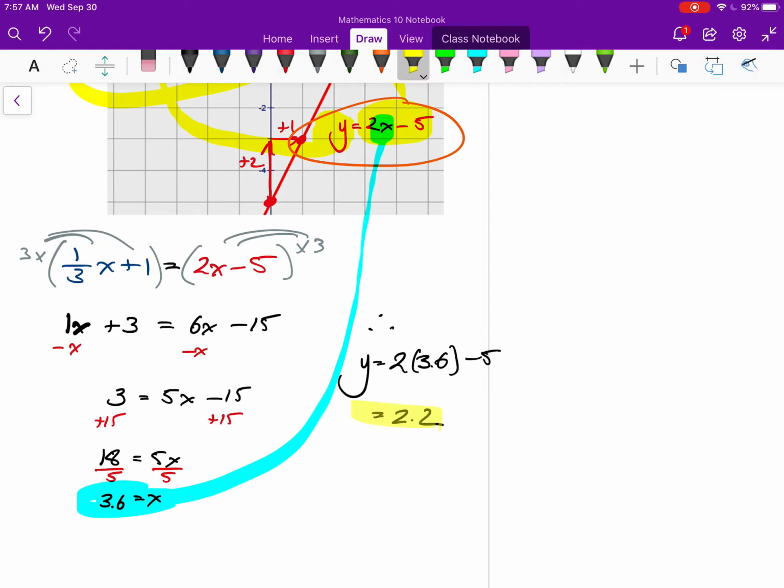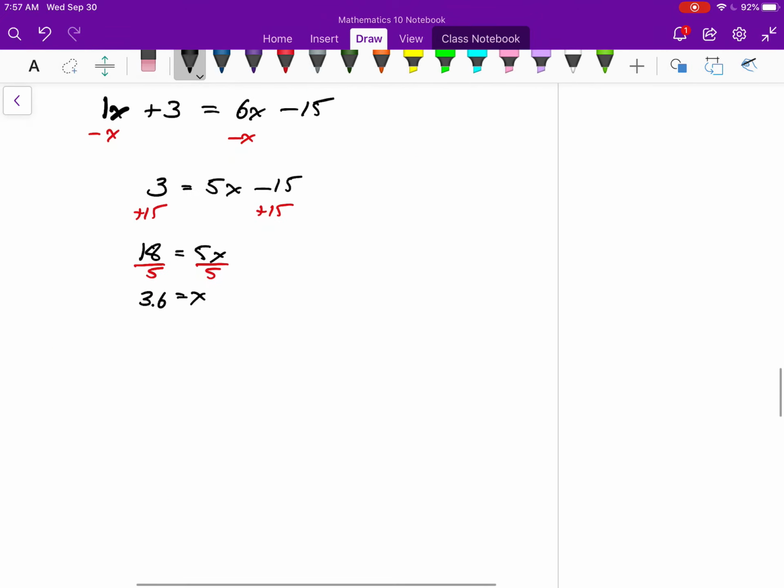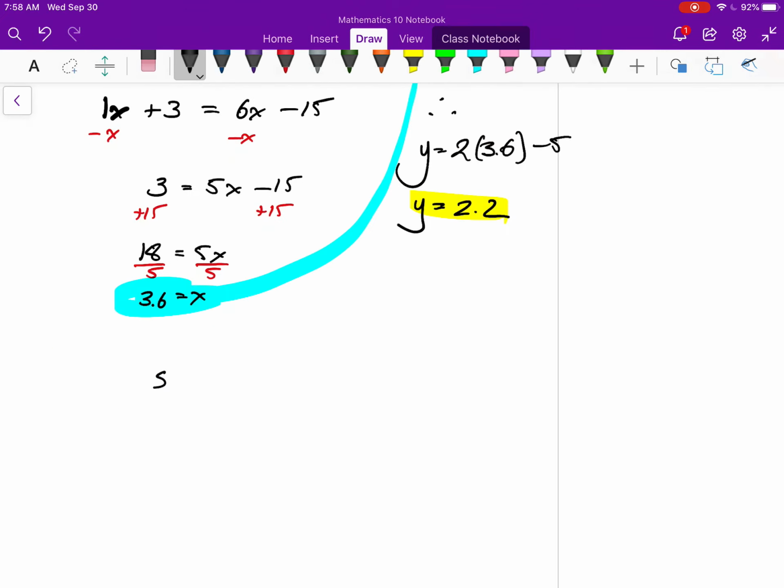Those are estimates, so I know my answers seem right. If I got an answer, for example, if one of my values was negative, I know I made a mistake because I can see the quadrant my solution's in. And so I'll just formalize it as an ordered pair. The intersection is at 3.6, 2.2.